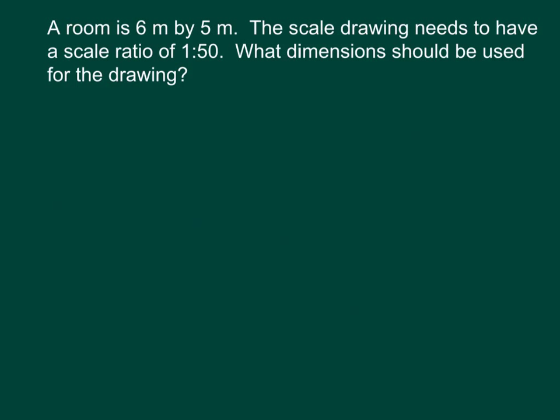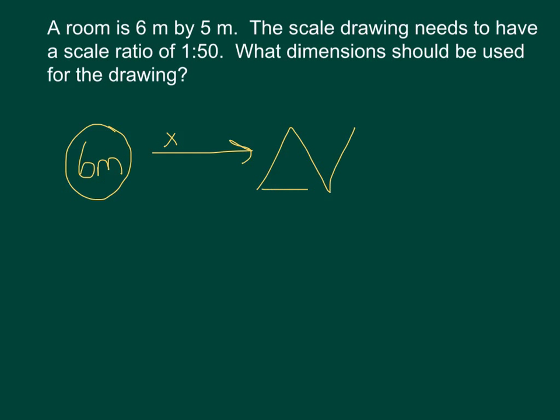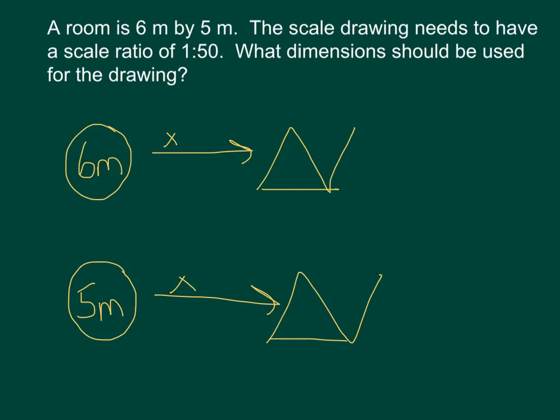So let's get started. 6 meters is the actual real life room, so that's going to go in my circle. Then I'm going to be multiplying by my scale factor, which I don't know what it is yet, but I'm going to end up at my new, which is the number I'm looking for. Same thing for the 5. I'm starting with 5 meters. That's my original room. I'm multiplying it by the scale factor, which again I don't know yet, and I'm going to get my new, which is the dimension in the drawing.